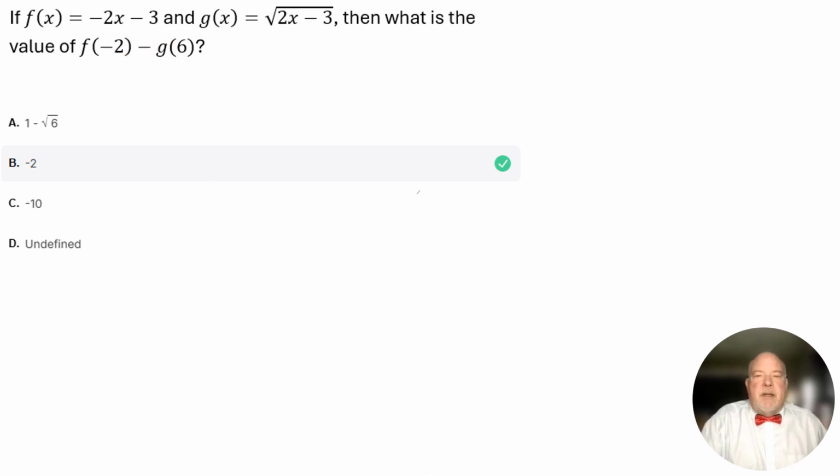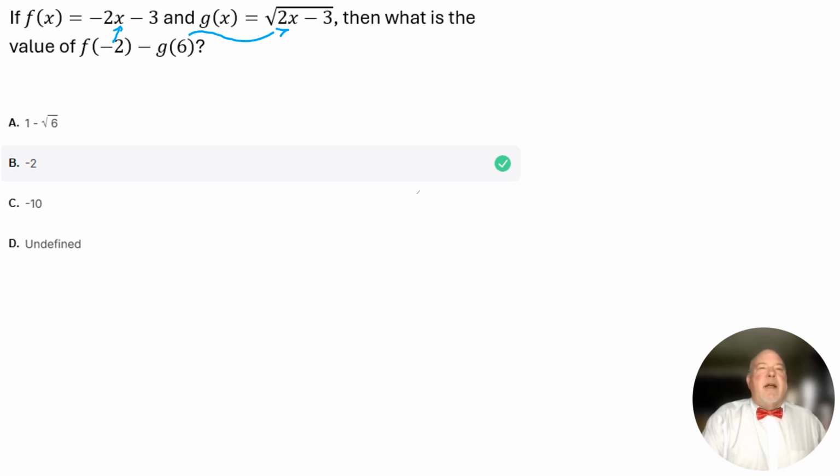Again, you're just going to take this -2 and plug it in for x. That's what function notation does, it shows you what the input is. And then in the other function, I'm going to take 6 and plug it in for x. And then we're going to subtract those. So that's all there is to it.